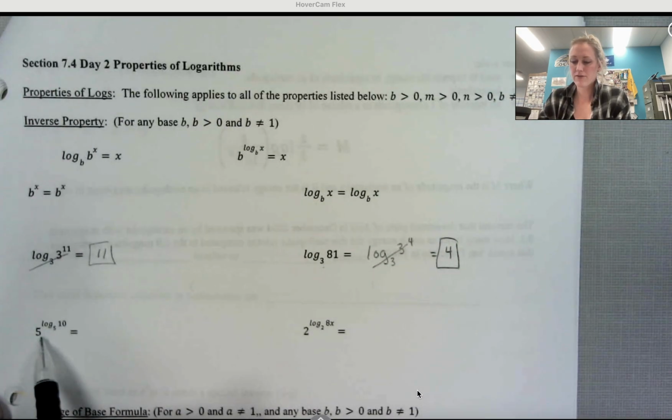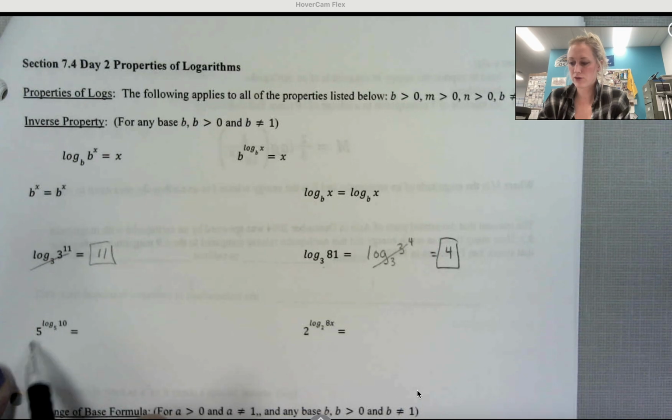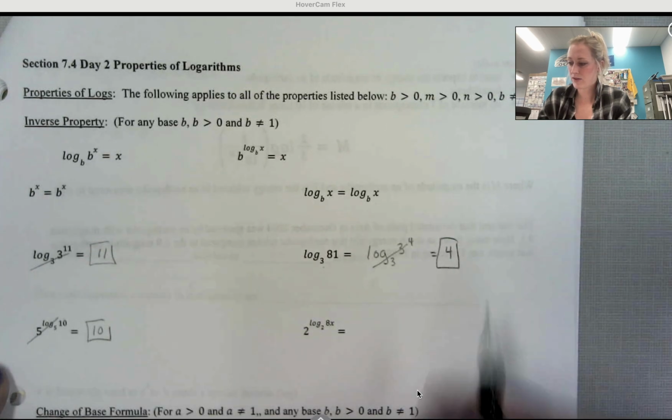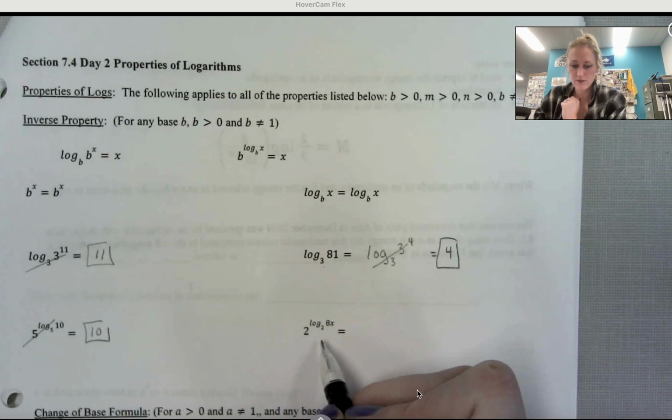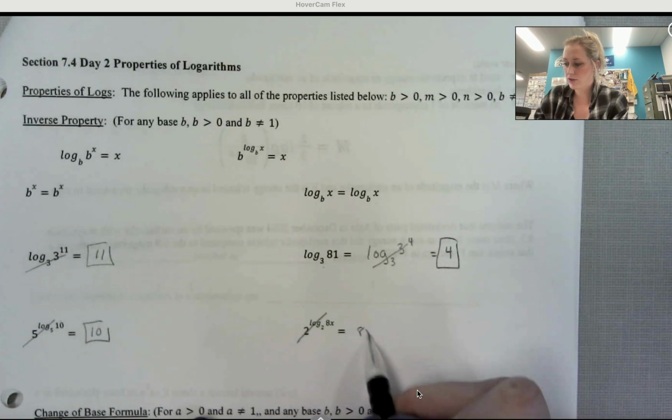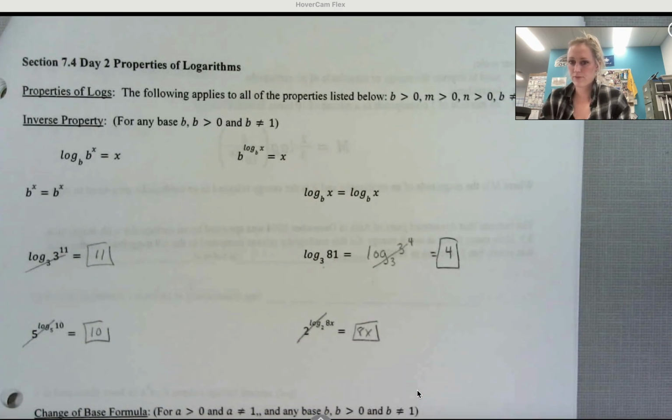Okay, here we have the opposite. This is an exponential of 5 raised to log base 5, inverses, and then we're left with just 10. Here again we have 2 raised to log base 2. We're left with just the argument there, which is 8x.